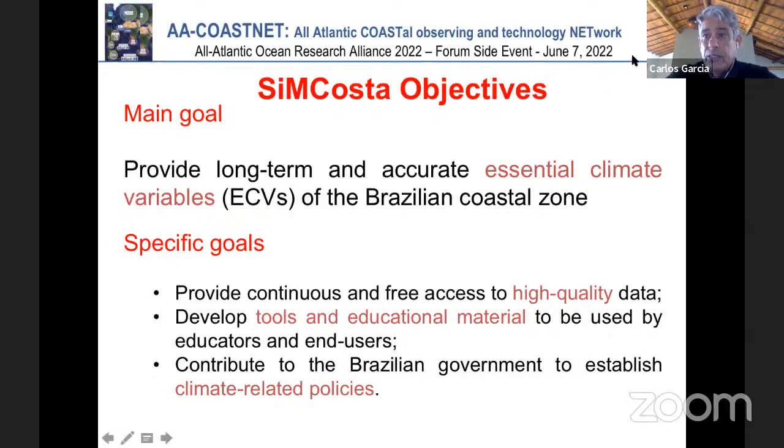So the idea is to get data along the Brazilian coast, to get essential climate variables using fixed and floating platforms along the Brazilian coast. The idea is to provide continuous and free access to data for everybody. The data is available at the website of CEST. We also want to develop tools and education material for people to use at different levels of education. And finally, to contribute to the Brazilian government for climate-related policies.